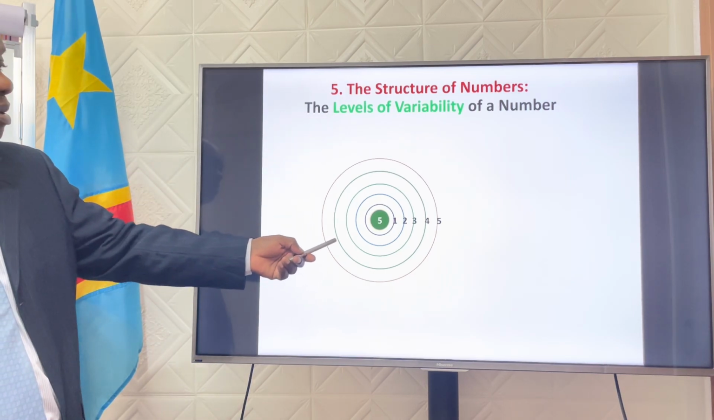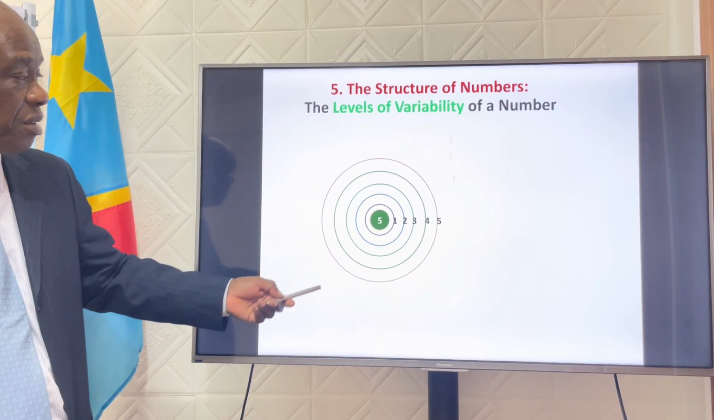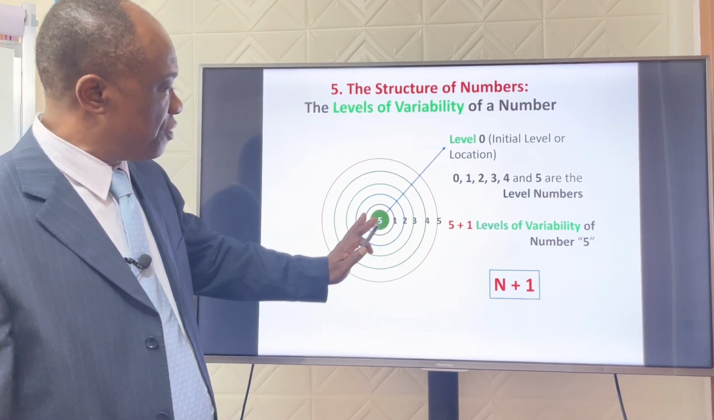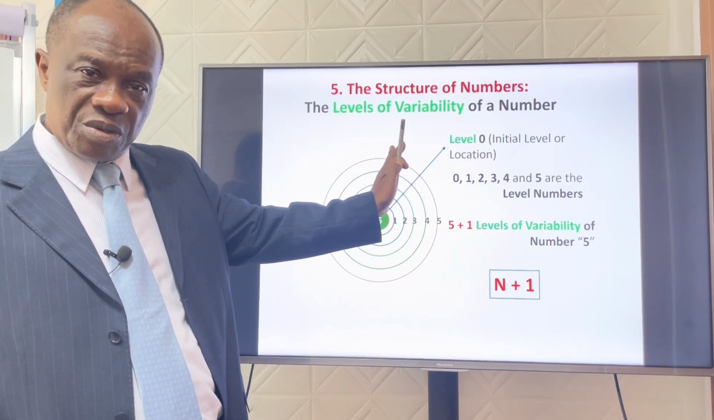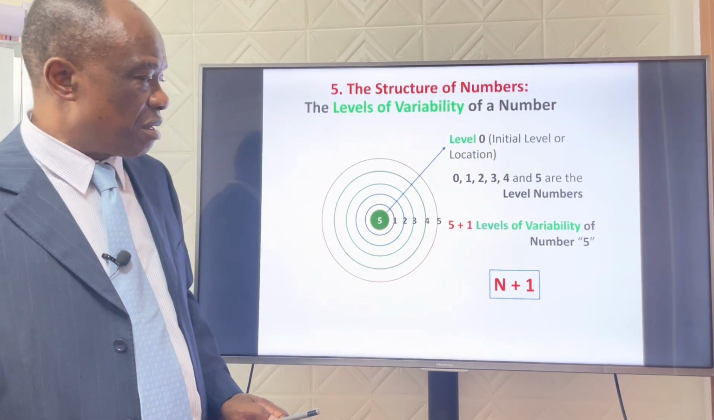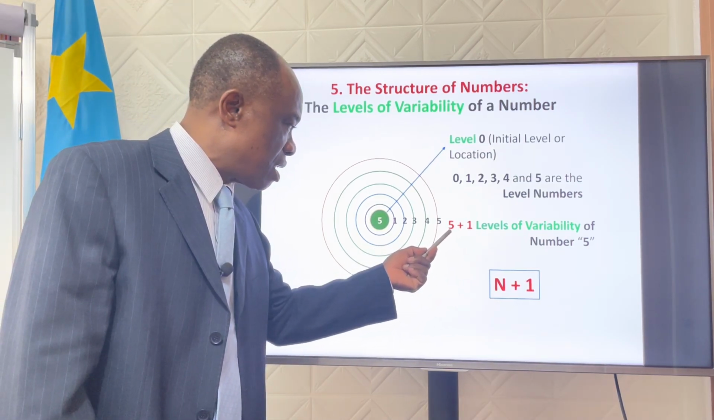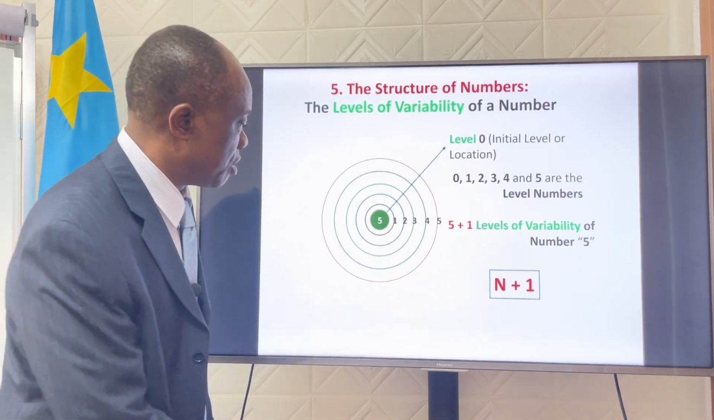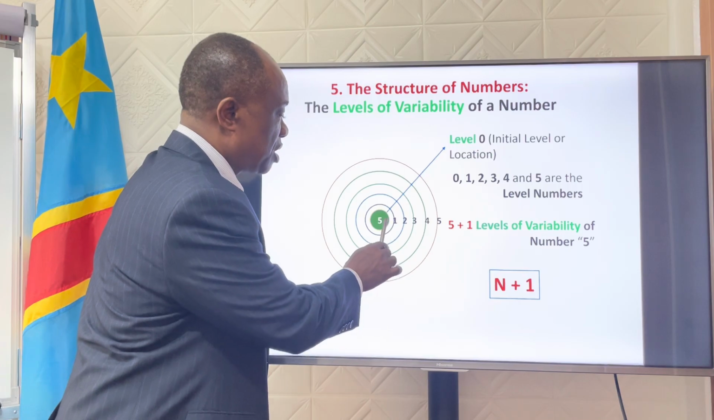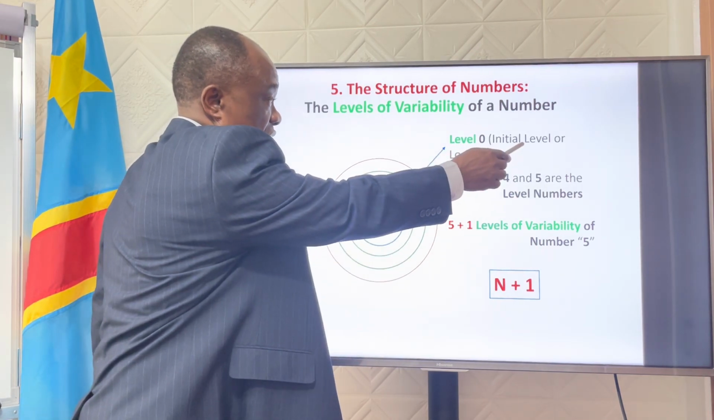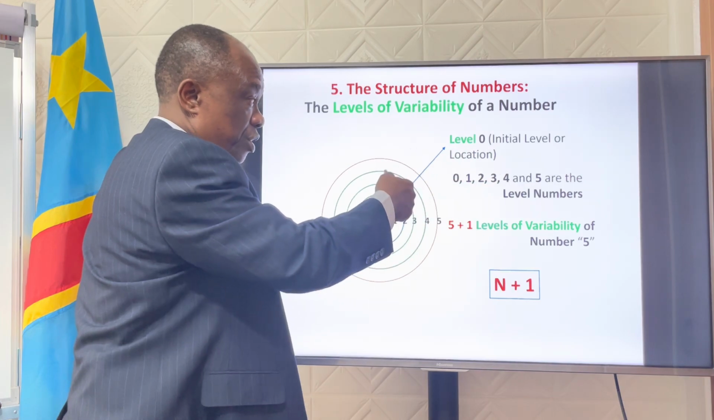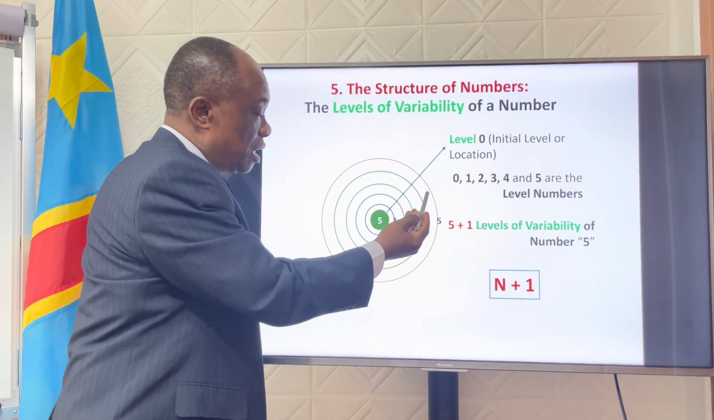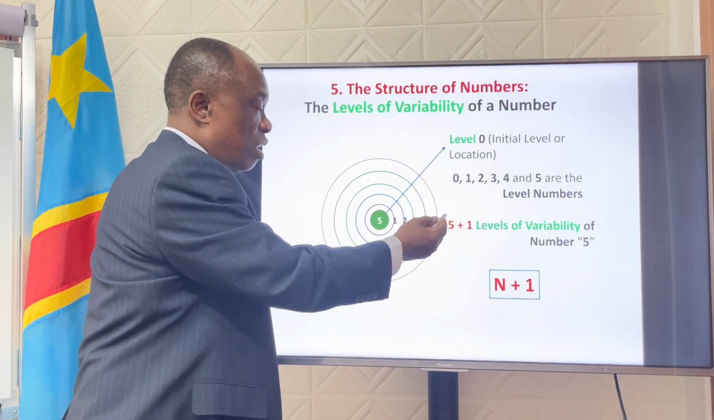Therefore, the structure of a number is like this: a number will have these levels, and each number has how many levels? The number itself plus 1. This is the initial level, or location of the number. That's level 0. Then we go here, level 1, level 2, level 3, level 4, level 5.